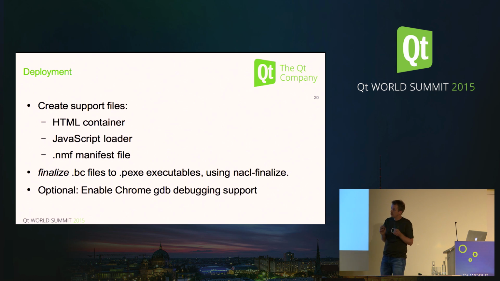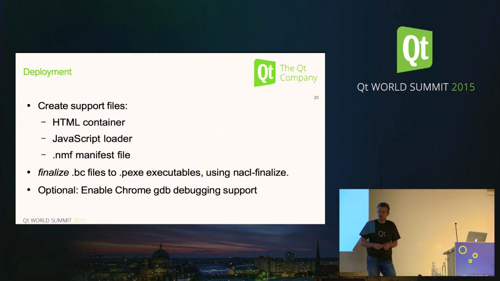So we need to create some supporting files. We need to create an HTML container. We need a JavaScript loader. And then there's also a manifest file. So that's a detail of the native client implementation.